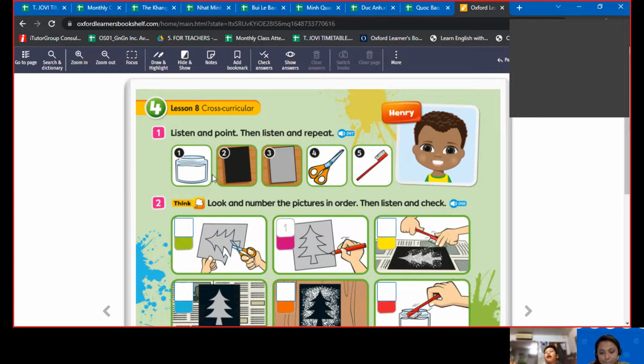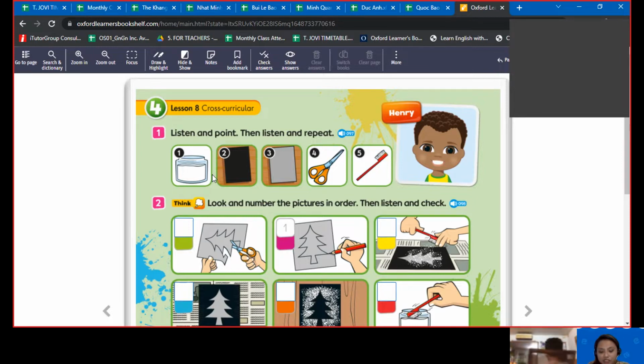The what? Right. Say white paint. White paint. Say black. Black paper. Black paper.